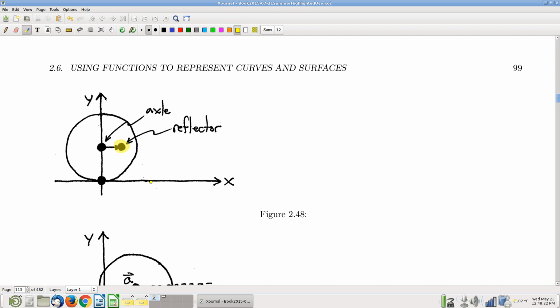Turns out a really great way to break this down is to realize this parametric curve as being a sum of two other parametric curves. And we talked about this in one of the examples last time. Here's the idea.